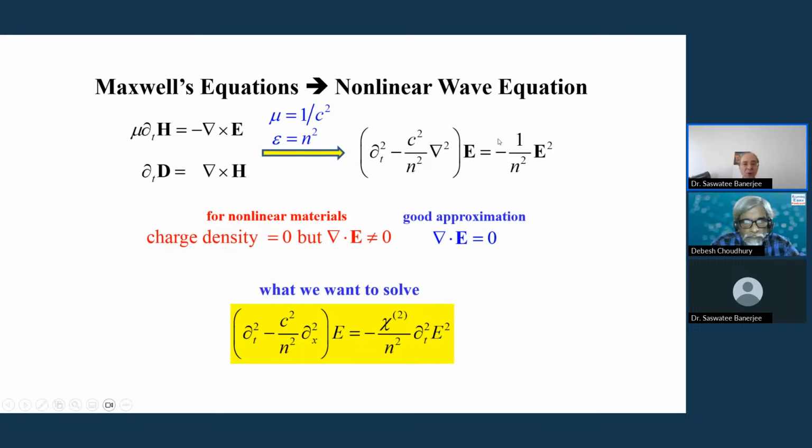All right, so this is what we want to solve. This is a nonlinear wave equation. If the right side were 0, this would be a linear wave equation, and then there are many methods to solve it. There are actually analytic solutions if there are no boundaries. If there are boundaries, then you do need a numerical method, such as FDTD, the finite-difference time domain method.